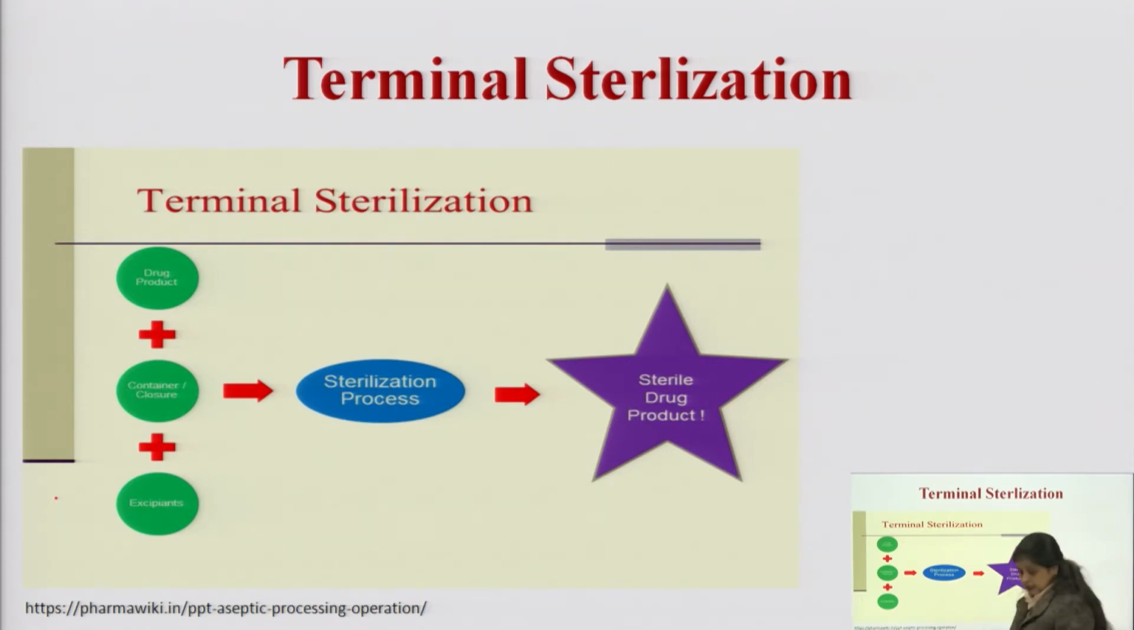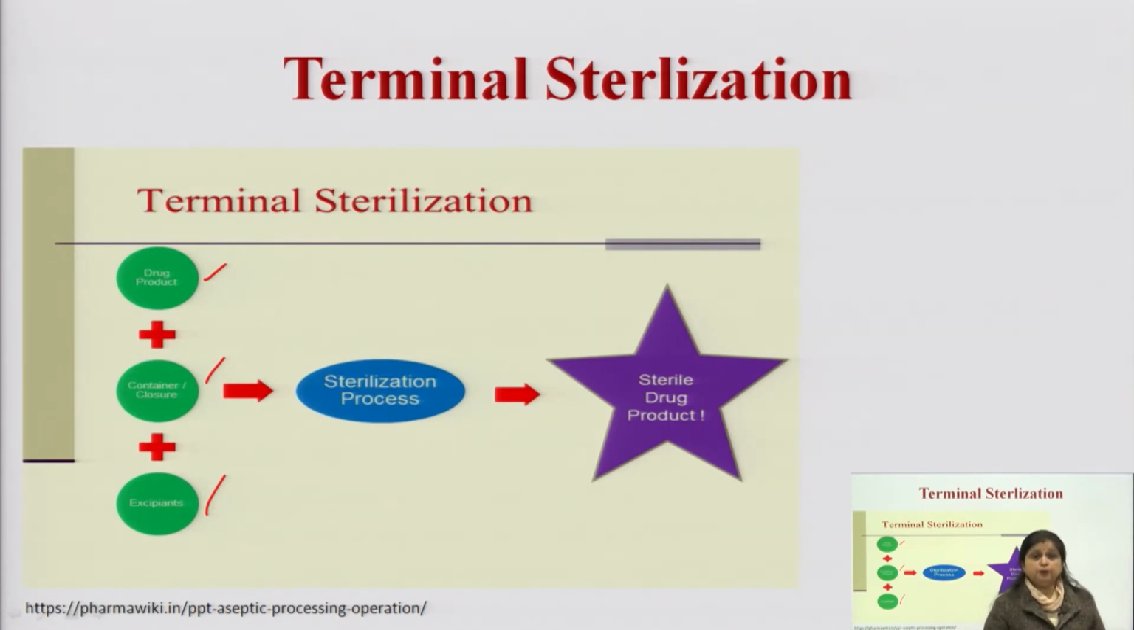Means as you can see even in this, this is a drug product, this is a container, this is an excipient. Whatever we are going to do in terminal sterilization, we do each and every process in the normal area. Normal area that may contain a few microorganisms or dust particles, but in this case we always do the end product sterilization. Means once your product has been prepared, whether it is a liquid dosage form or a semi-solid dosage form, once you have formulated it, and after preparing that formulation you have packed it within the containers in which you want to dispense.